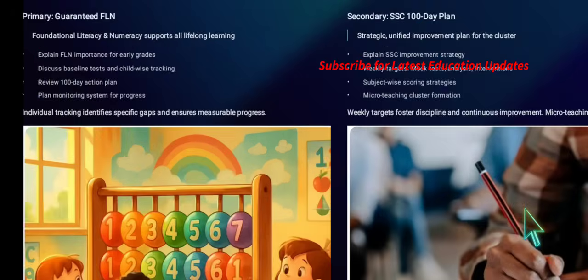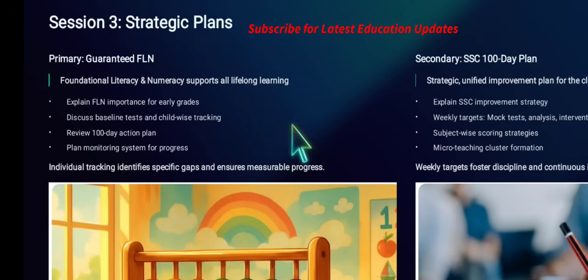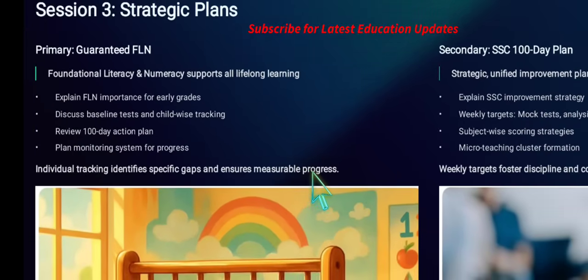strategic plans. For session number 3, we have a separate session for primary level guaranteed FLN, which focuses on literacy and numeracy, supporting lifelong learning. We can discuss the importance of FLN for early grades 1, 2, 3. Then conducting baseline tests and child-wise tracking. We also have a review of the 100-day action plan for both primary and secondary. Then accordingly identifying the specific gaps and ensuring measurable progress, something that can be observed, tracked and assessed.